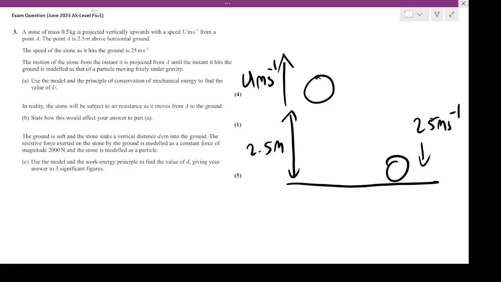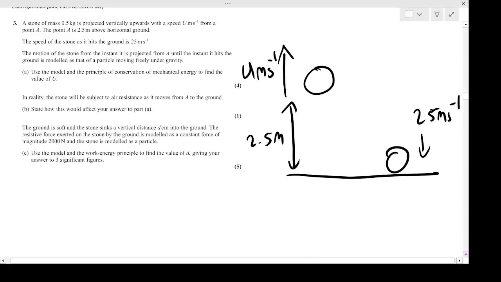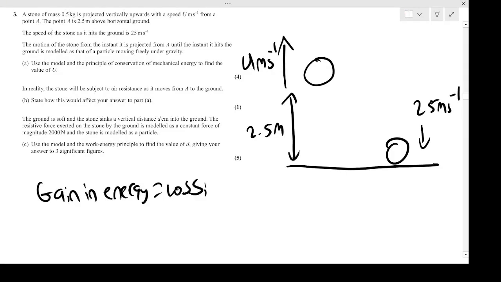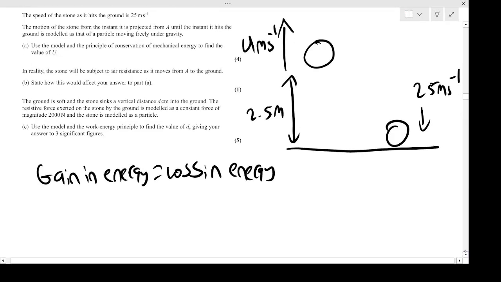That's pretty much everything. We know it won't be the work energy principle here, because apart from gravity there are no forces we need to consider. There's no friction or anything like that. So it's just conservation of energy. Remember, what that says is that the gain in energy is the loss in energy, to conserve it. If we gain any energy, we have to lose it as well.